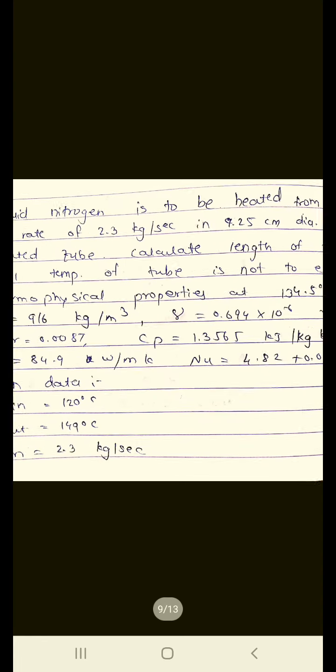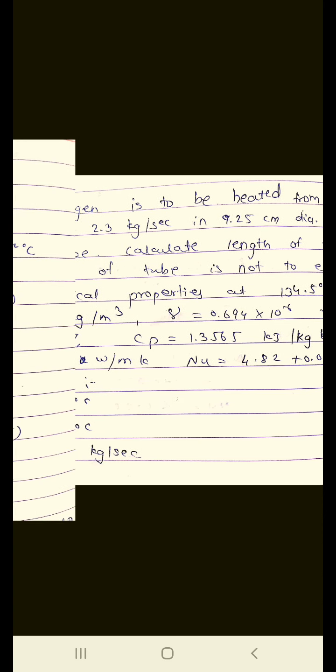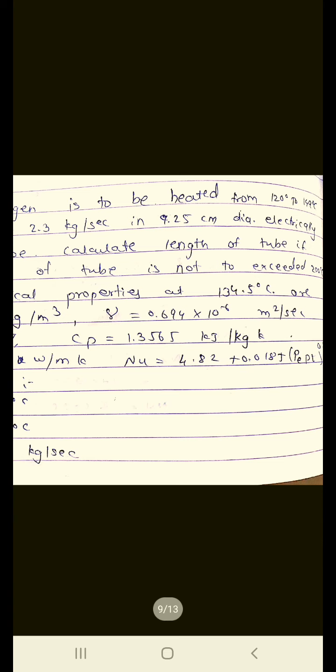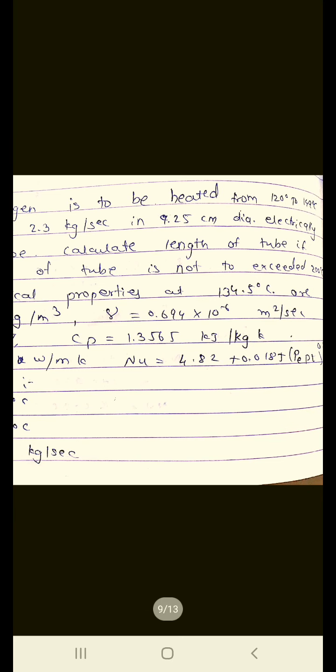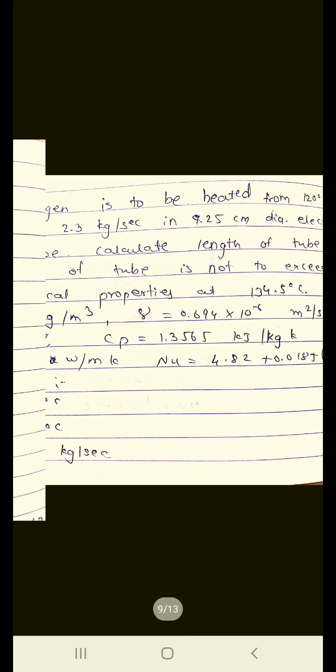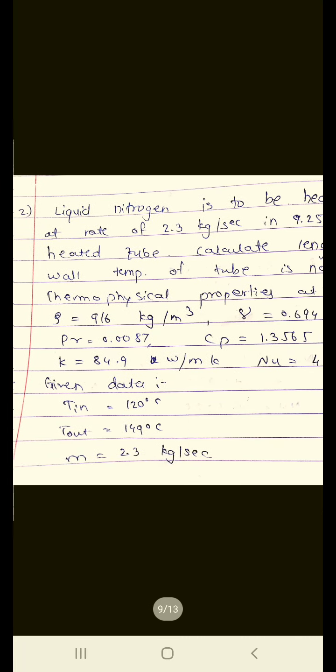Now we will move towards the second problem. Liquid nitrogen is to be heated from 120 degrees Celsius to 149 degrees Celsius, at a mass flow rate of 2.3 kg per second, in a 9.25 centimeter diameter electrically heated tube. Calculate the length of the tube if the surface temperature of the tube is not to exceed 200 degrees Celsius.